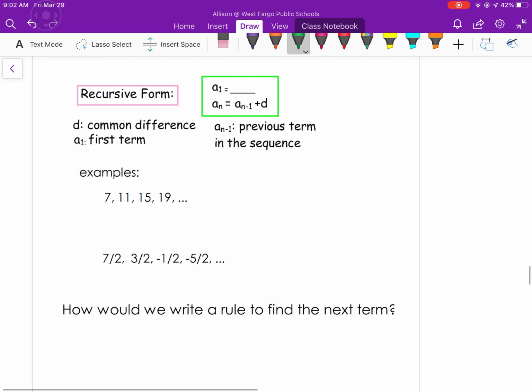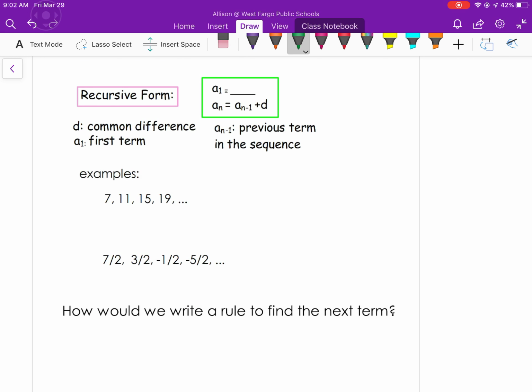Okay, how about a recursive rule for an arithmetic series? So for arithmetic, instead of multiplying by something every time, you're adding something every time. So this would be the rule here for arithmetic. You still need to tell me the first term, but then it's the previous term plus d. Remember, d is the common difference. A sub 1 is the first term, and a sub n minus 1 is the previous term.